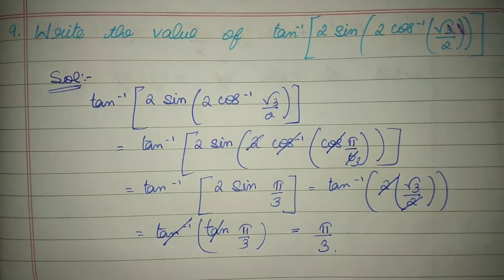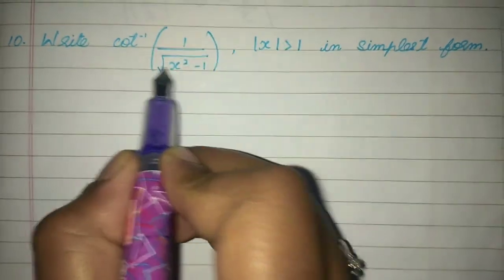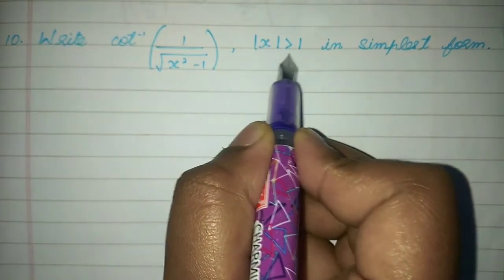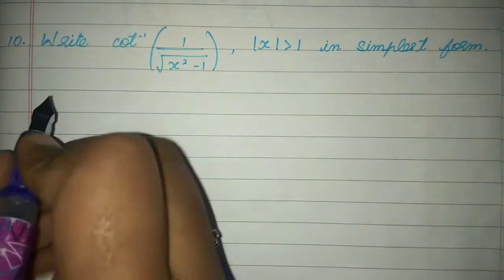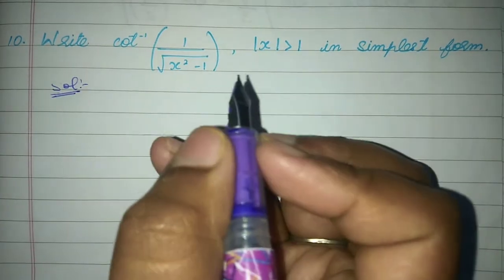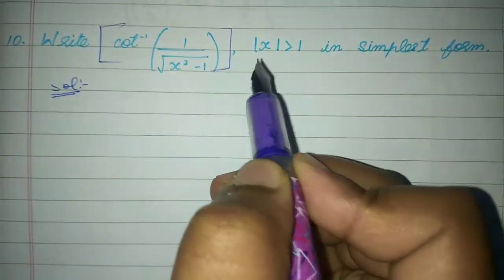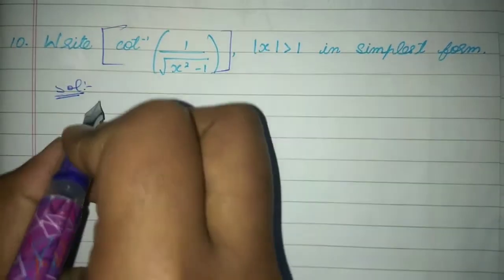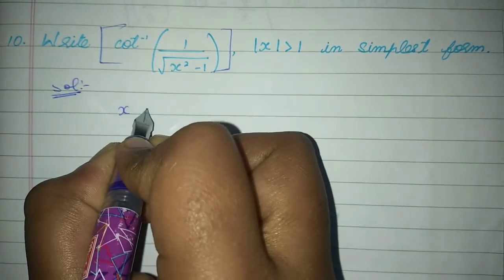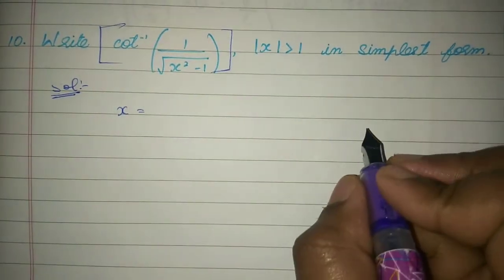That's it. Question 10. Write cot inverse of 1 by root of x square minus 1, where mod x is greater than 1, in simplest form. So solution. What they have said is that we have to make this function in simple form. So let me write my x. So we have to take x only, no? So I can use this formula.